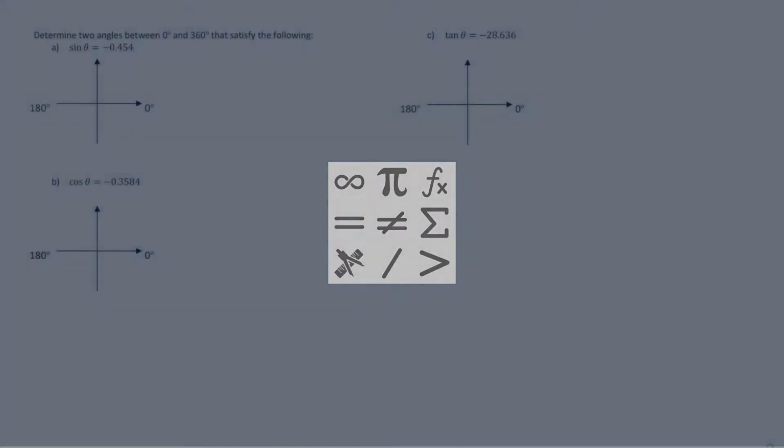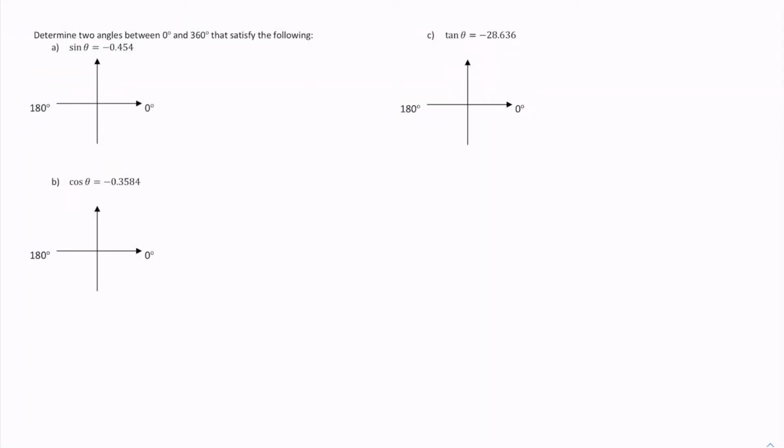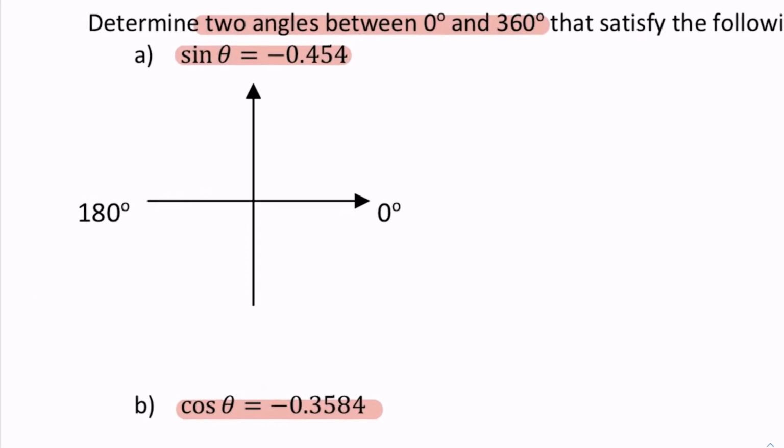In this question we have three examples. We'll look at them in turn, one at a time: one for sine, cosine, and tangent. We're trying to find two angles between 0 and 360 that satisfy certain conditions. Okay, let's zoom in here.